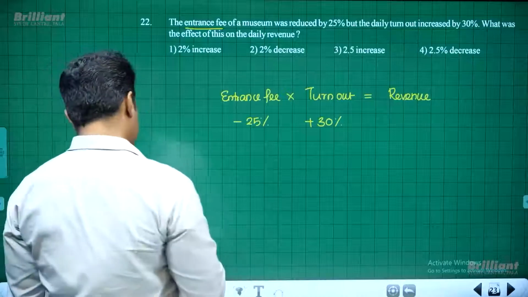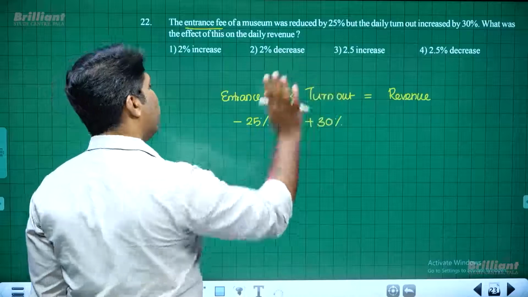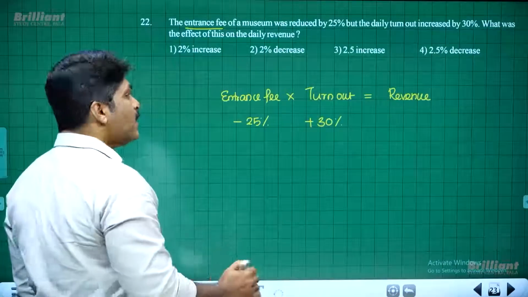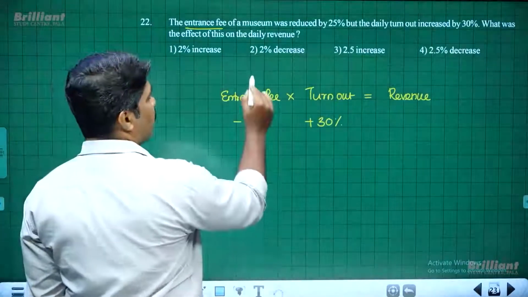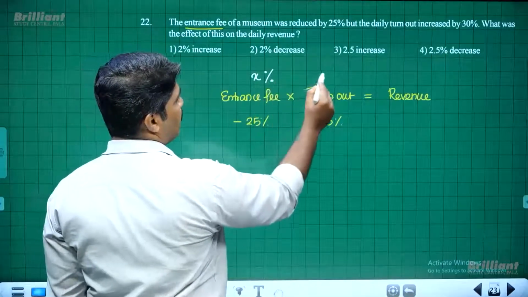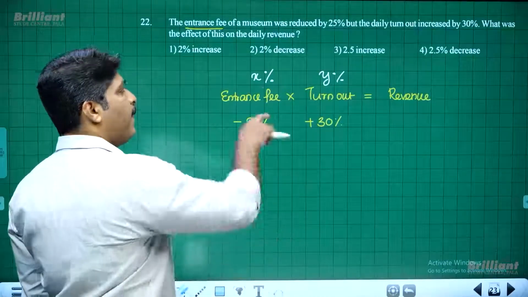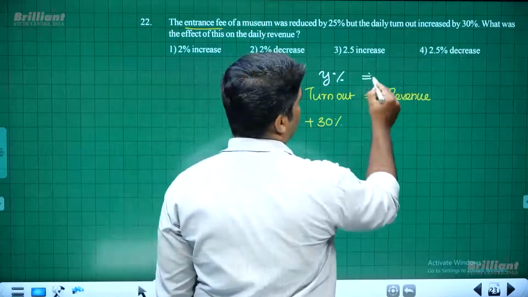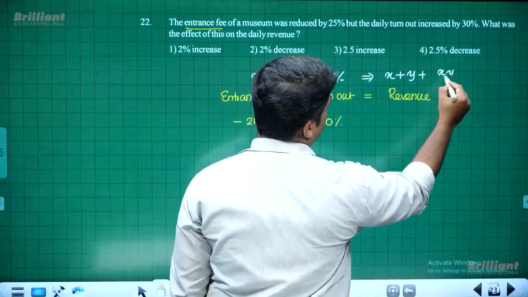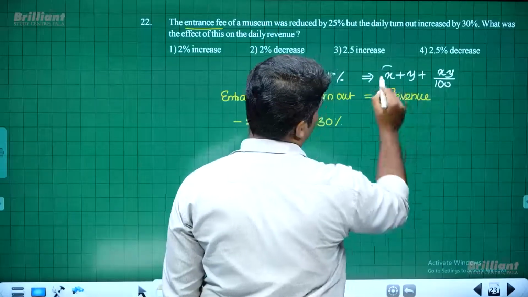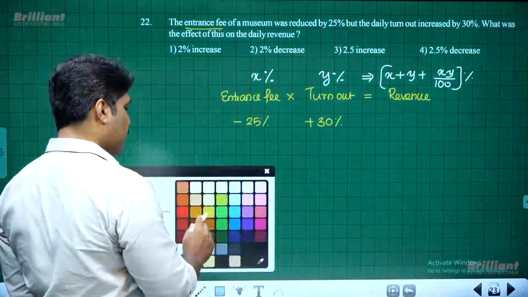So what is the concept of successive variation? If this quantity varies by X% and this quantity varies by Y%, the net result will be, here we can consider that result. Vary in the sense it may either increase or decrease. Then the variation occurred on the product will be X plus Y plus X into Y by 100%. Don't forget, if the variation is a decrease, you have to put the value as negative.